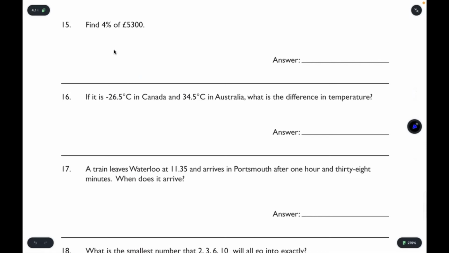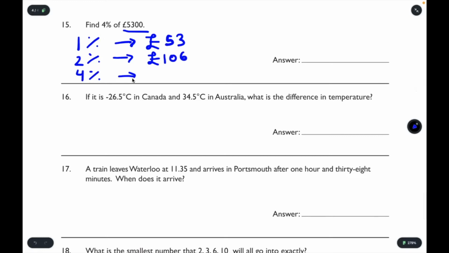Question 15, find 4% of 5,300. Well, what would 1% be? 1% would be 100th, meaning we need to divide this value by 100, which means we can just chop off the 2 zeros on the end. So we can say, well, 1% is £53. So let's double that. 2% is therefore £106. Let's double that again. 4% is £212.